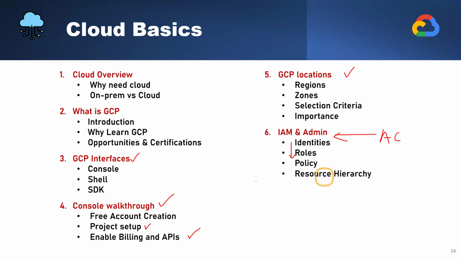Okay, so these are our cloud basics. Total 6 modules are there. We are going to first cover these 6 modules: cloud overview, GCP introduction, GCP interfaces, console walkthrough, GCP locations, IAM and admin concepts. Once this is covered, that's where we are entering into the data engineering tools.